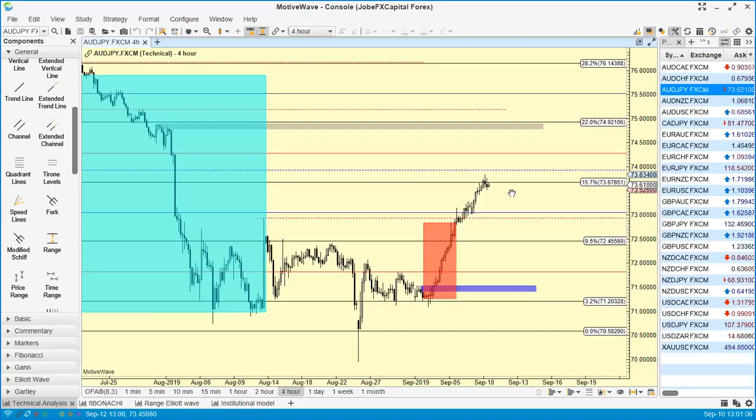Okay. So now if you look at that AUD JPY, I sold here. Why did I sell here? Because I saw the resistance. So I sold and I'm currently in profit.